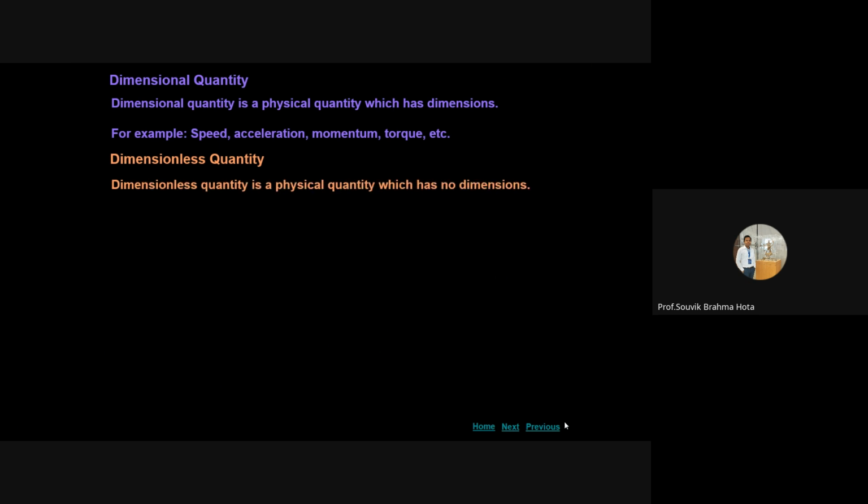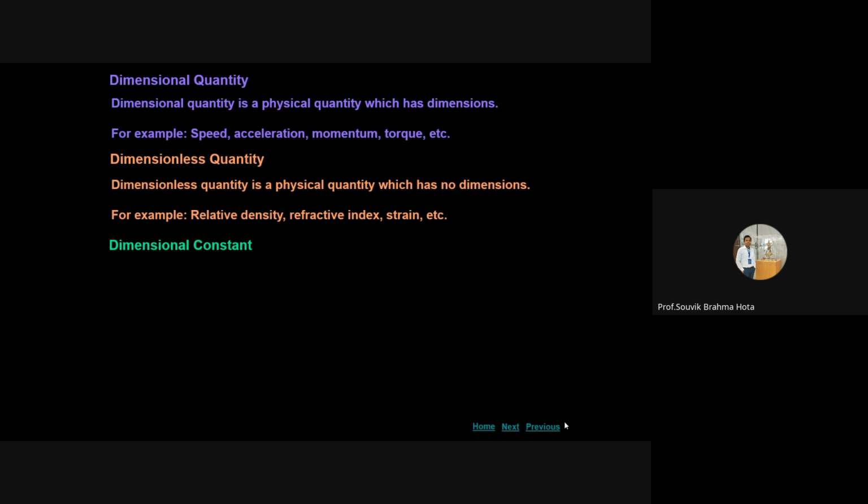Now, a dimensional quantity is a physical quantity which has dimensions: speed, acceleration, momentum, torque, all these are dimensional quantities. What do you mean by a dimensionless quantity? It is a physical quantity which has no dimension, like relative density, refractive index, strain. A ratio of the same physical quantity is dimensionless. Suppose you are considering strain. Strain is change in length by original length, so it is a dimensionless quantity.